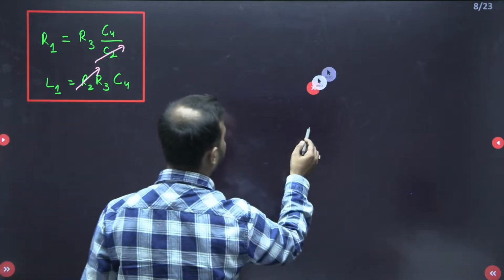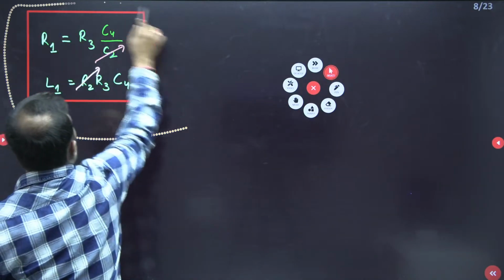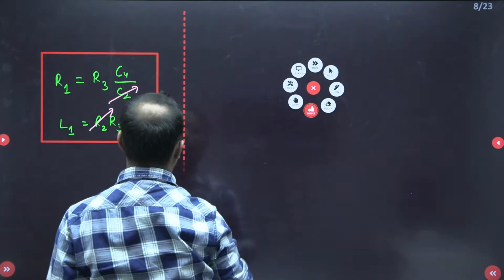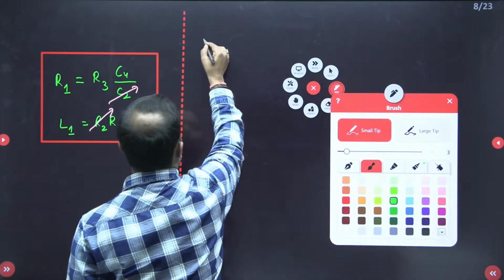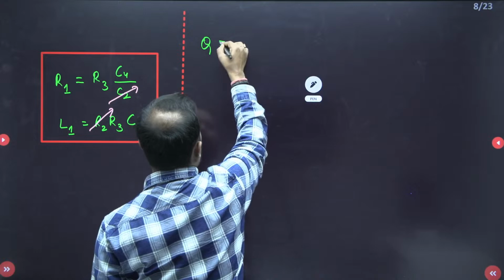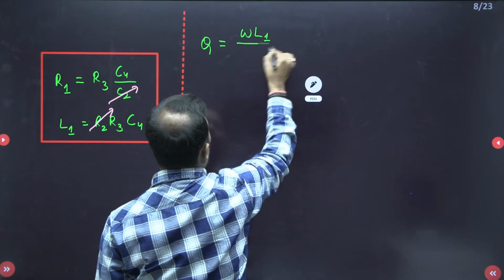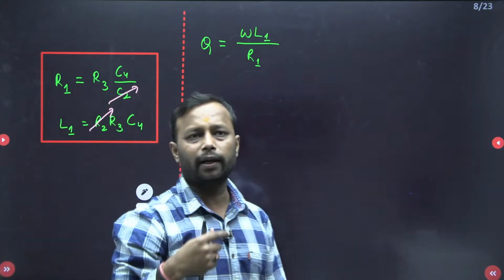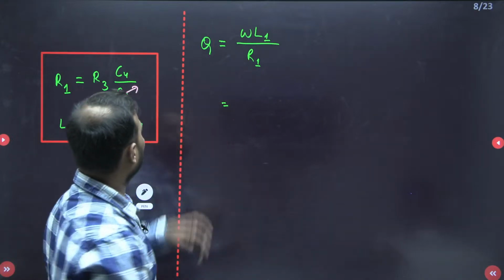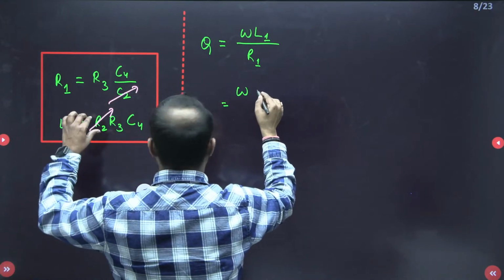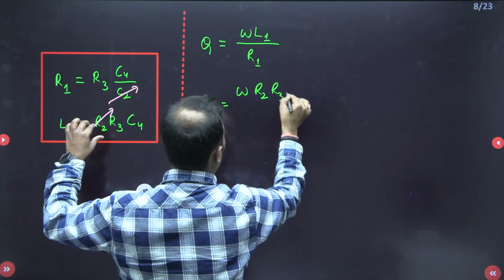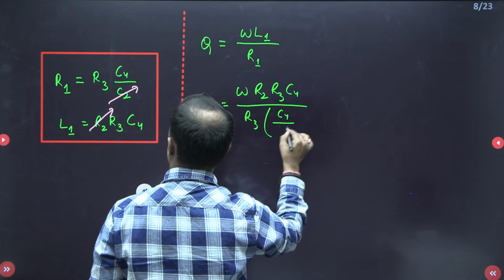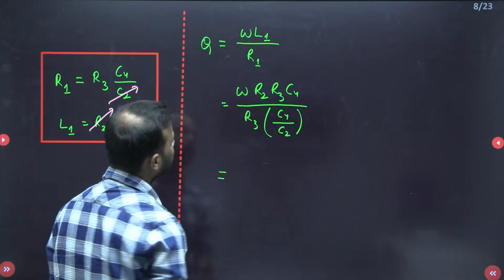Q. Okay. So what will the quality factor be? Omega L1 by R1. If you are having any doubt, please do let me know. So omega L1 is R2 R3 C4 whole divided by R3 C4 by C2. Let us see what is cancelling out here.